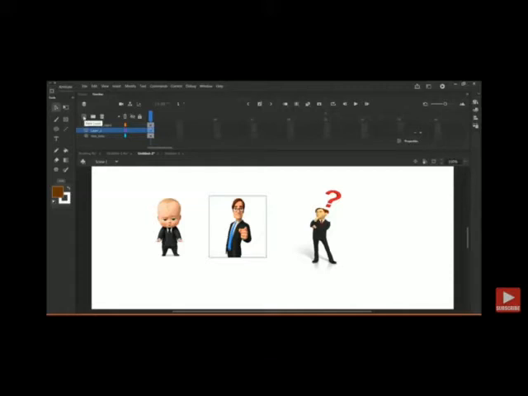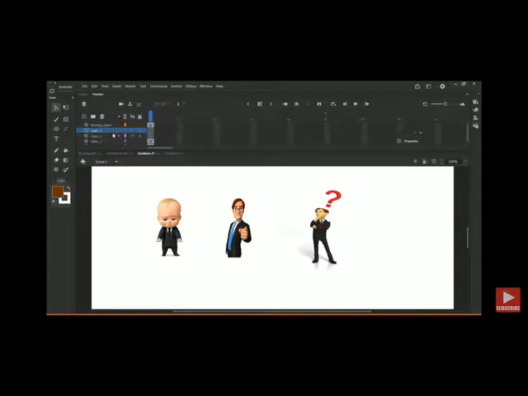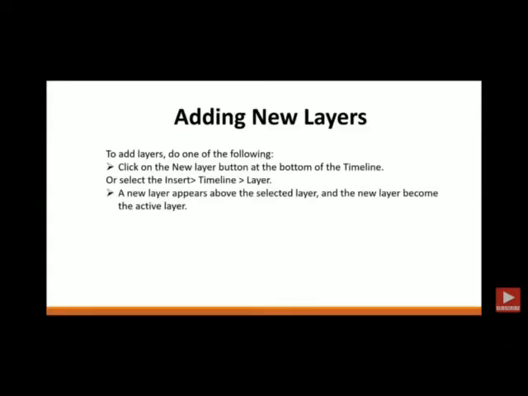This is the new layer button. At this place you can click, or you can go to insert and timeline, then layer. These two methods are there. You can directly click on the button which is given, or you can go to the insert menu where you will get the timeline and the insert layer option.